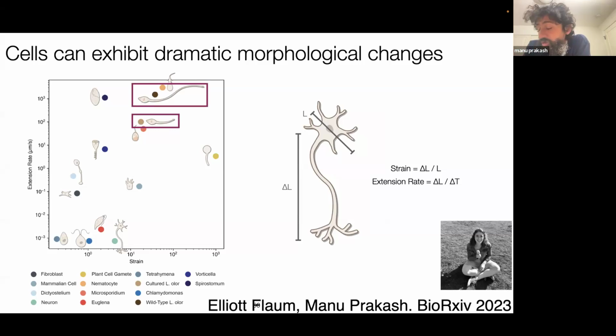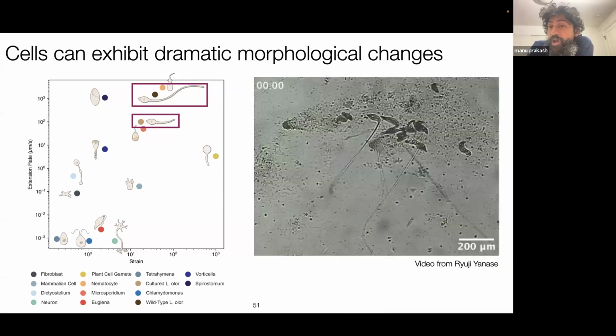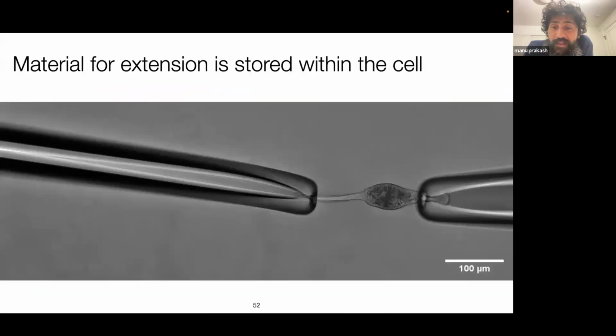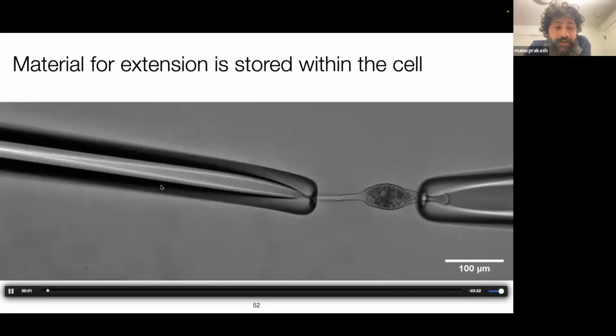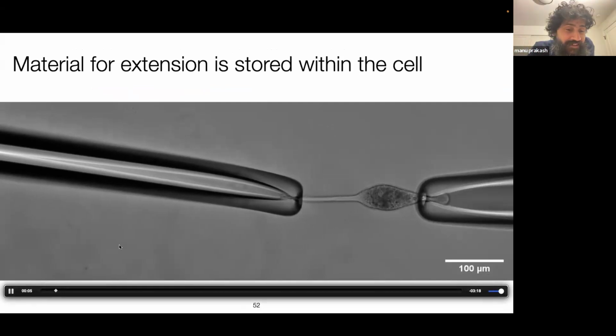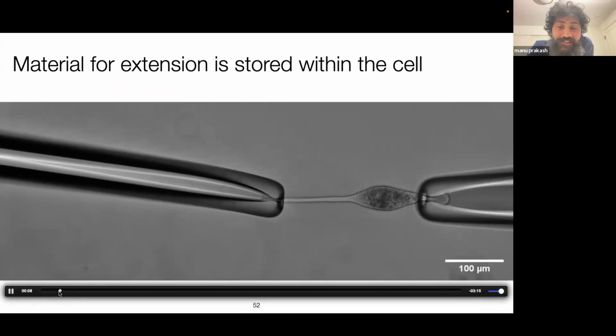You can think about there are lots of very long cells like our neurons in our body, but this is being made in real time. You cannot do this via synthesis. And we can do these torture experiments. So I don't know if this cell feels pain. I don't think it would feel any pain for this.